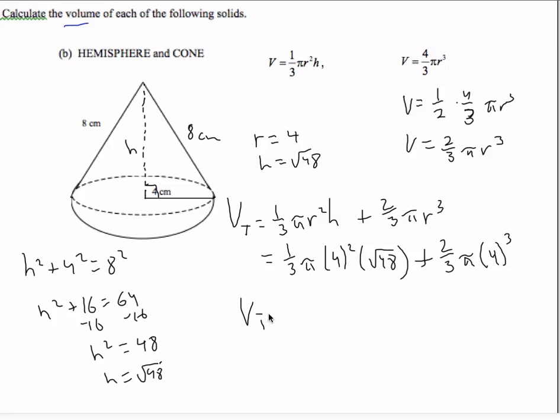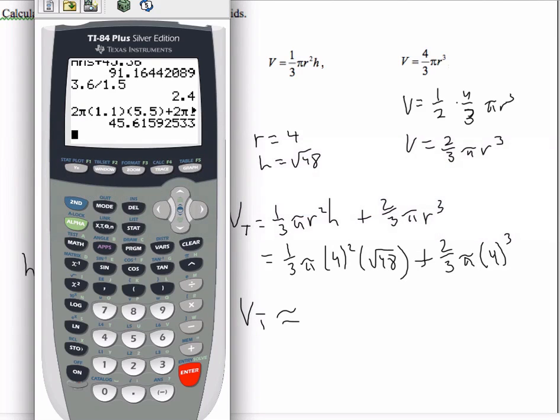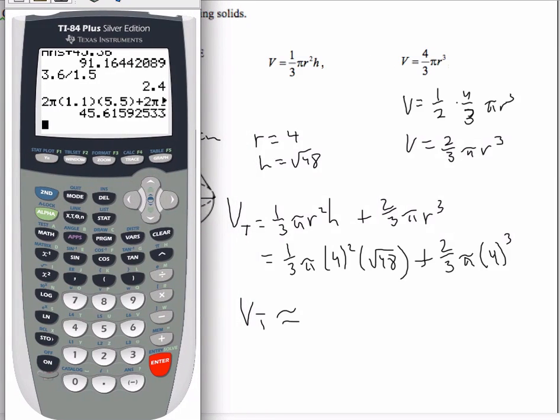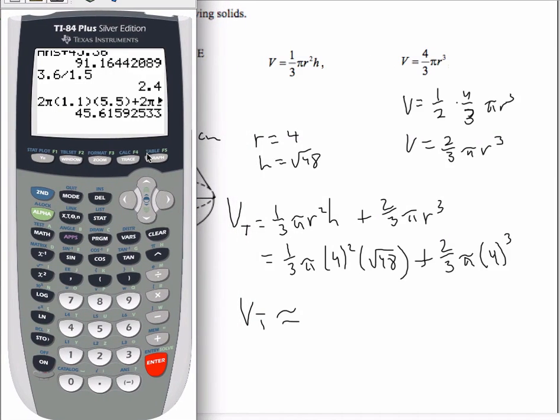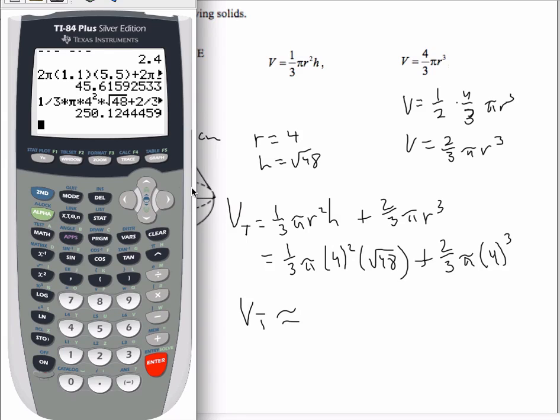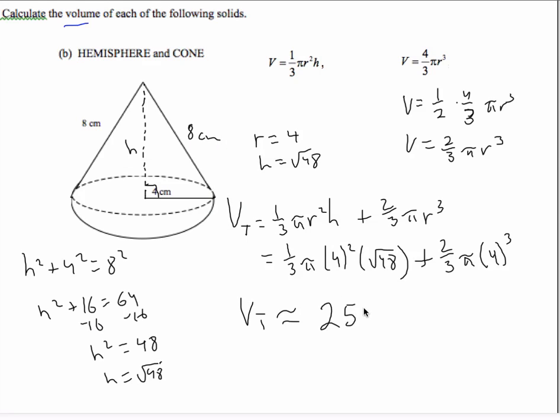And we're going to get our final answer for volume as a decimal, and we're going to round it to 3 significant figures. So 1/3, I can write that as 1 divided by 3, then times pi. Okay, so we get an answer of 250. So it's about 250. The units are centimeters and it's volume, so it's cubed.